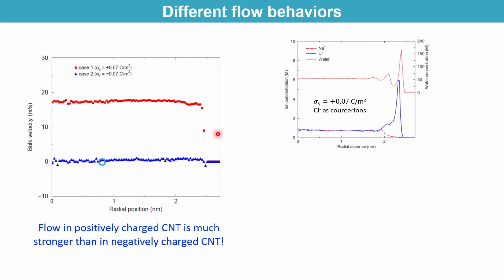So shown on the figure on the right is when the surface charge density is positive and chloride are the counter ions, and we say that the water molecule has a sharp layer formed near the carbon nanotube surface, and near the wall we have a significant accumulation of chloride ion. This is fully expected because our wall is positively charged in this case.